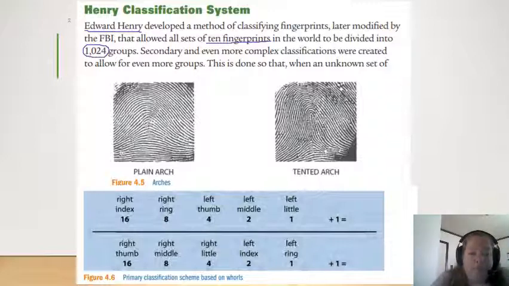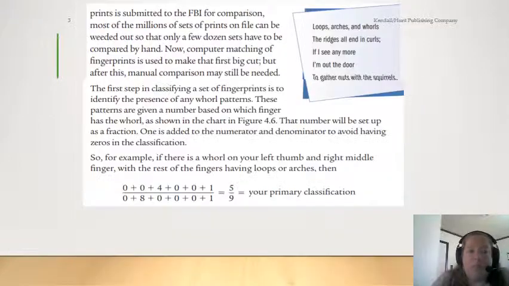So here is the figure that I'm going to be talking about in just a few moments. You see that each finger is given a number, and then at the end you see a +1. I will explain this in a moment. Instead of the fingerprints needing to go through millions of other prints for comparison, you can break it down into that 1,024 number.